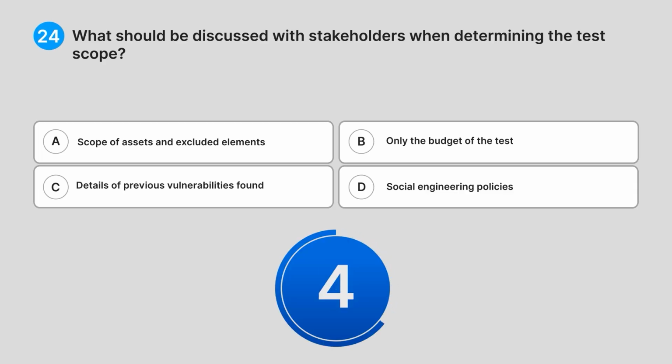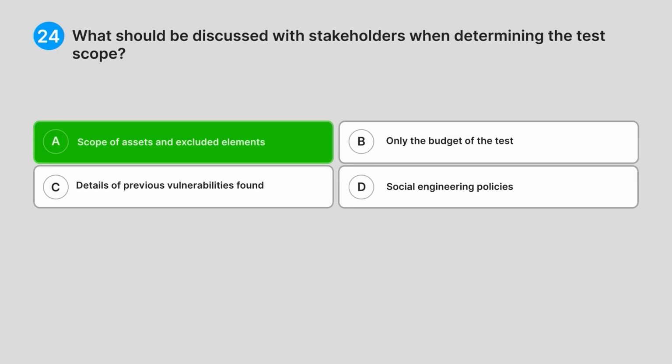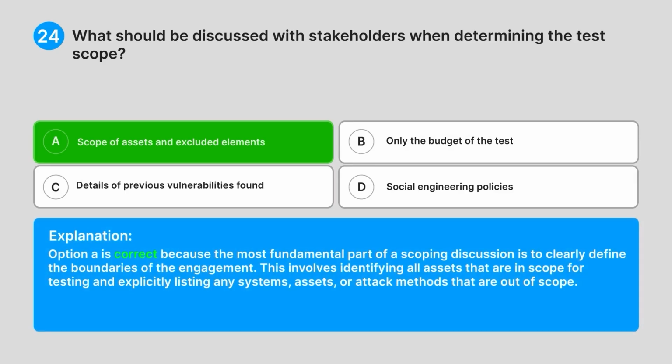What do you think is the answer? Correct answer. A. Scope of assets and excluded elements. Explanation. Option A is correct because the most fundamental part of a scoping discussion is to clearly define the boundaries of the engagement. This involves identifying all assets that are in scope for testing and explicitly listing any systems, assets, or attack methods that are out of scope.